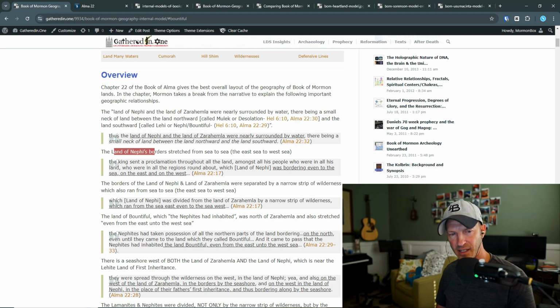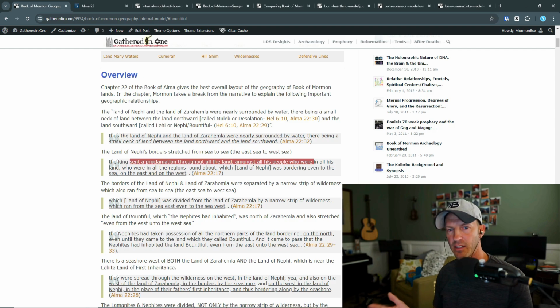Because it says the king sent a proclamation throughout the land amongst all his people who were in all his land, who were in all the regions round about, which land of Nephi, right, was bordering even to the sea on the east and on the west, right? So it's hard to fight against that. It's saying that the land of Nephi, where he sent his proclamation to, was bordering even to the sea on the east and on the west. So his land borders the sea on the east, and his land borders the sea on the west. All right? So that's our first big step.